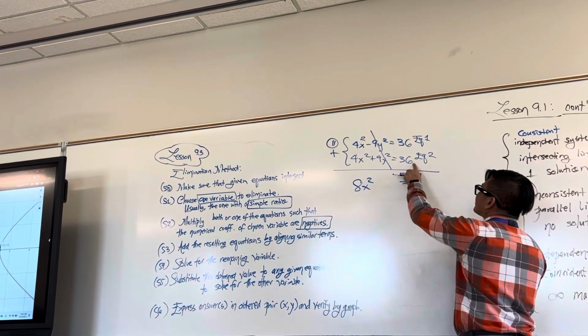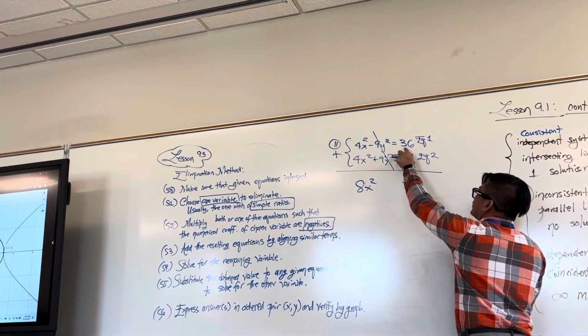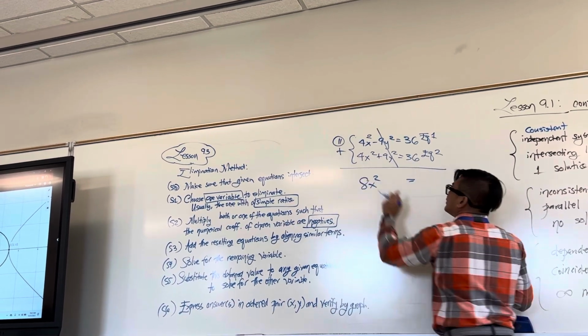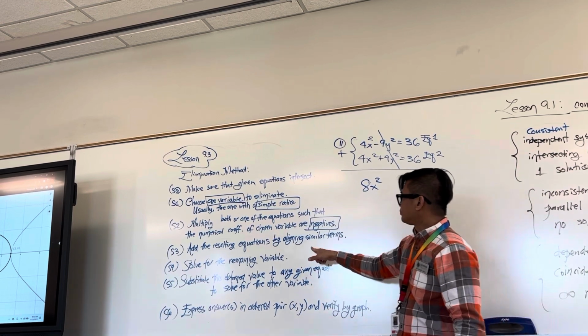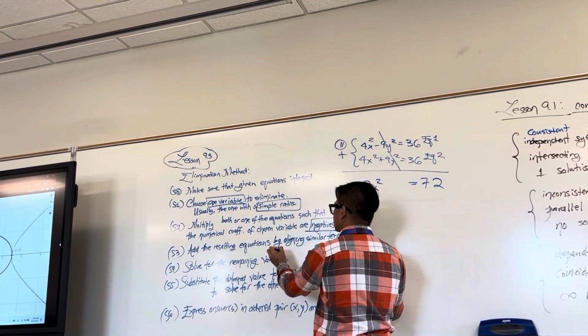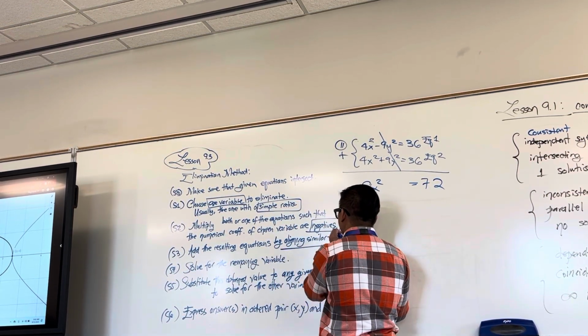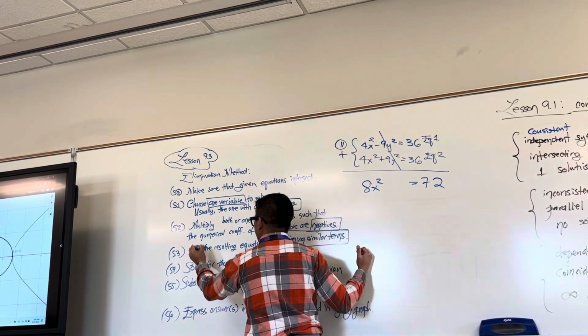Adam. You add these two together. 72. Very good, right? Now what do we do in here? So that's what we did: align the similar terms and add them together, right?